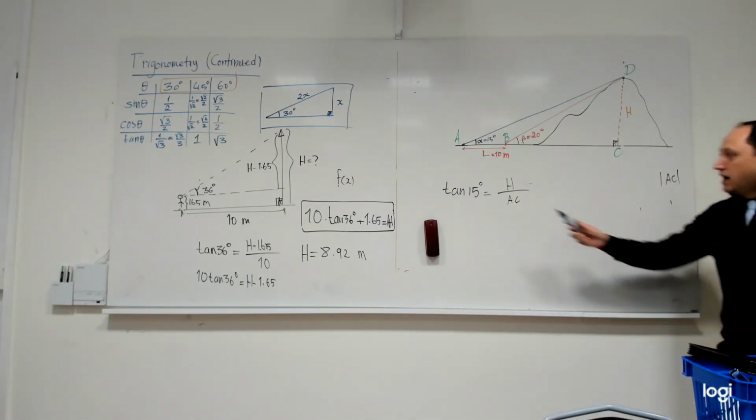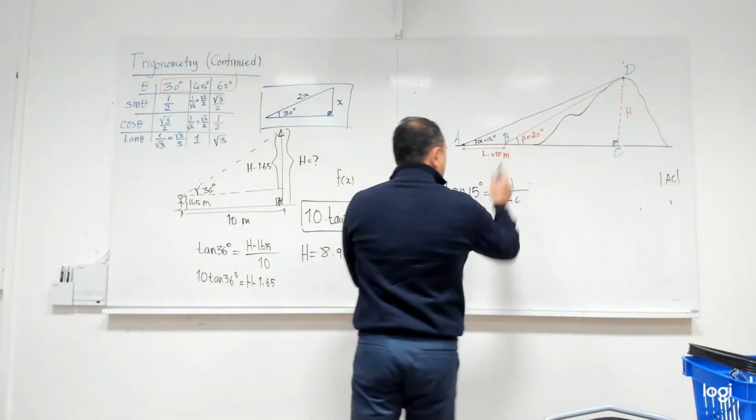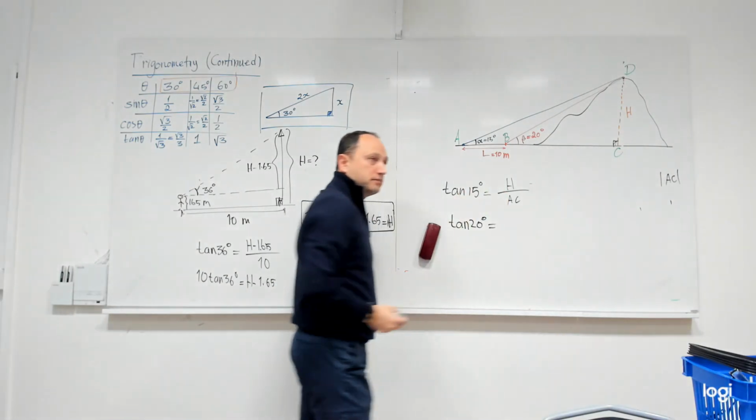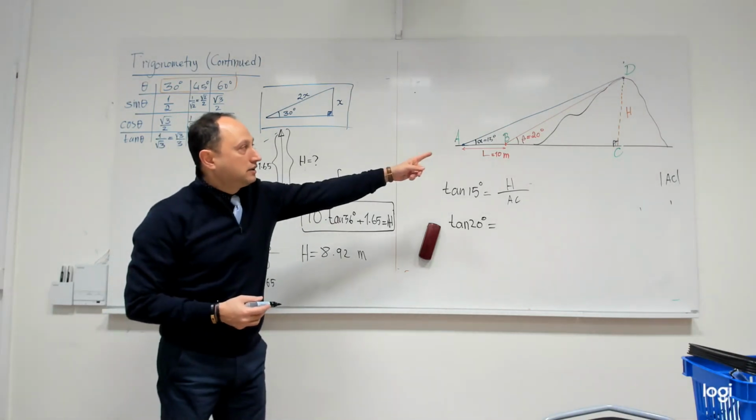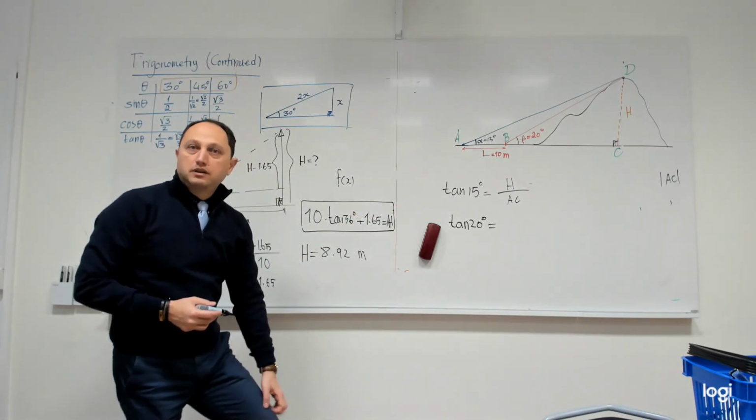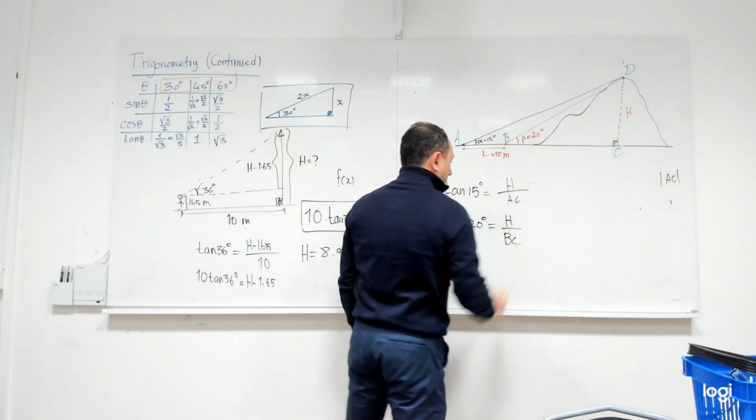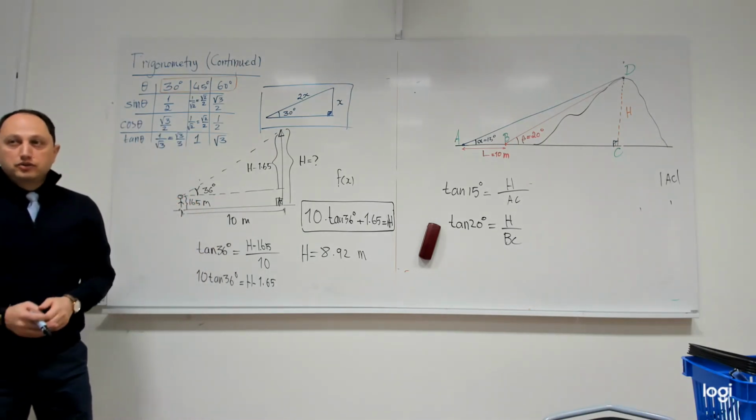So you see, I have two unknowns involved here. Okay, let me calculate tangent of 20 degrees. What is tangent of 20 degrees? I have to go to the smaller triangle and write what? H over BC. Yes? This is the strategy I want you to learn.